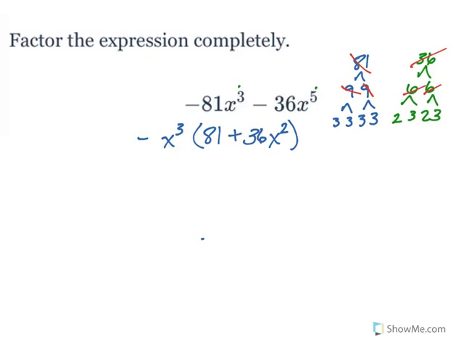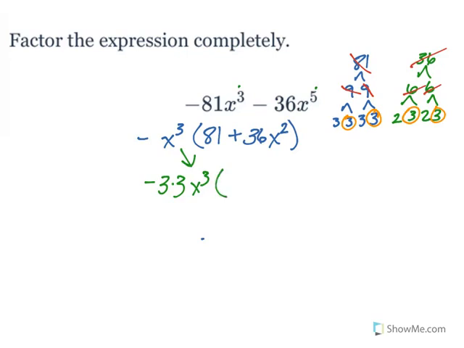So then I just look and see what they share. Whatever they share goes to the outside. I see they share a 3, and then I see they share a second 3. So what goes on the outside is 3 times 3. And then the x to the third power is with them.